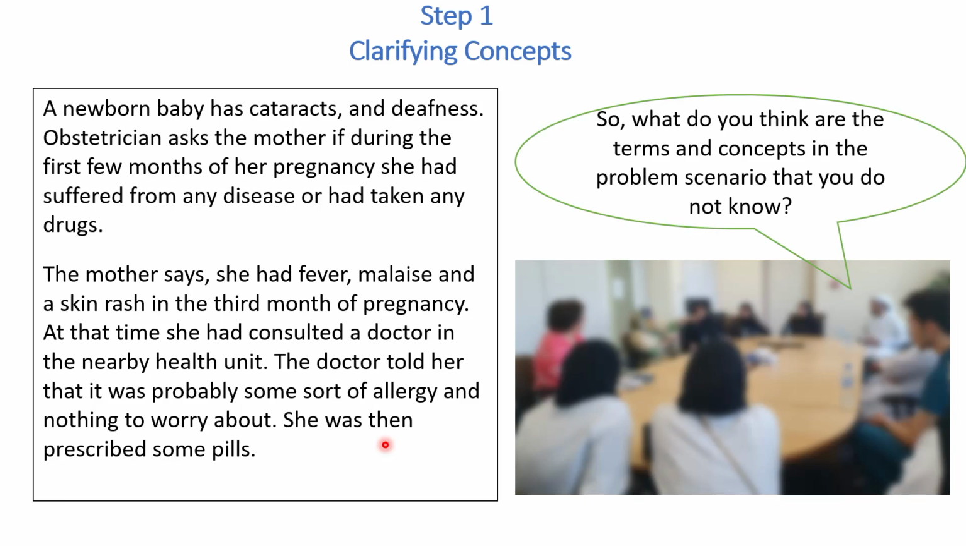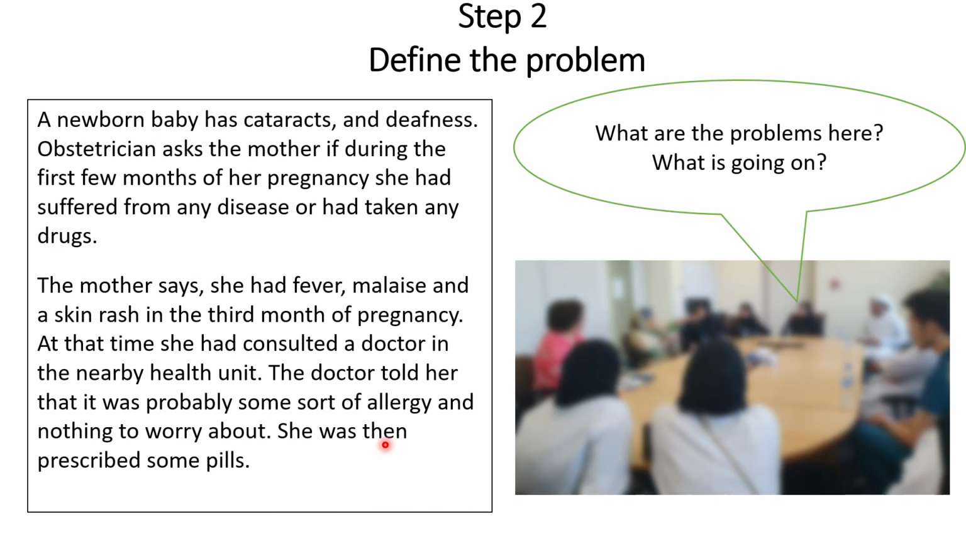Then the student should ask, what do you think are the terms and concepts that are difficult? Maybe for year one students, it could be the following: cataract, obstetrician, malaise, or maybe other terms. So this is step one, and they can open the dictionary, they can ask each other, but not the facilitator, to learn about this. Then they have to define the problem. What is the problem here?